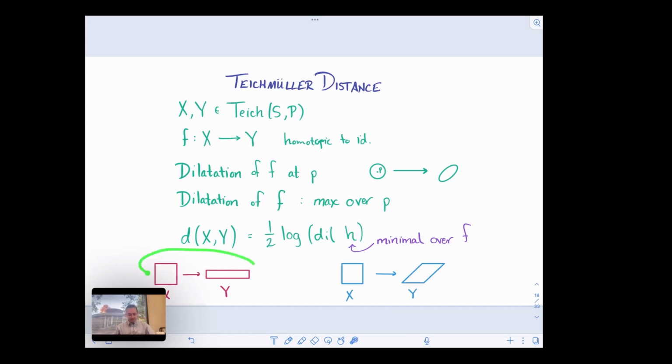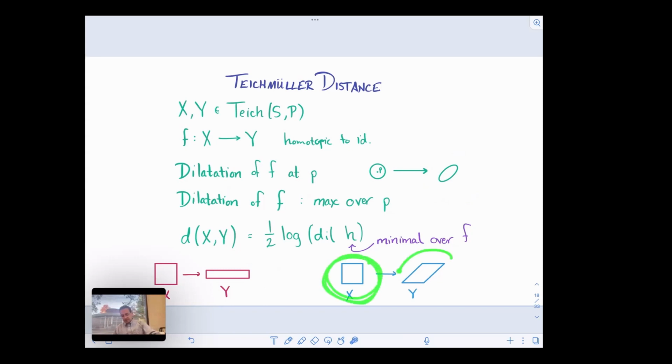So these are two complex structures on the torus, a square and a rectangle. The best map is the obvious map, the affine map, and the amount of stretching, the dilatation, is the same at every point. And so you compute the distance. The more you pull the rectangle, make it skinnier, the farther you're moving in Teichmüller space.